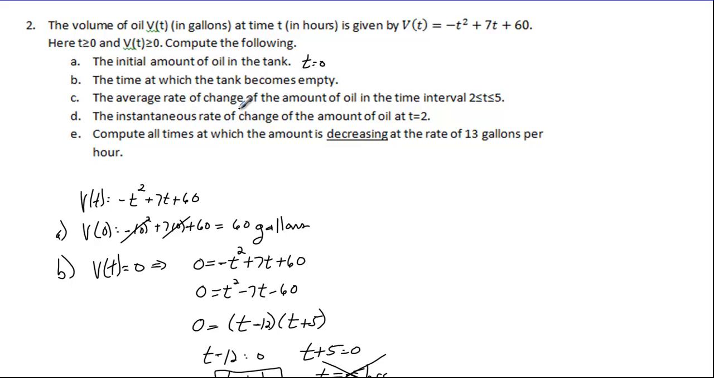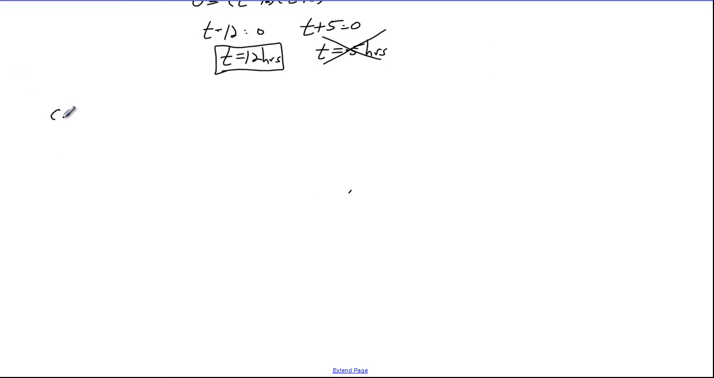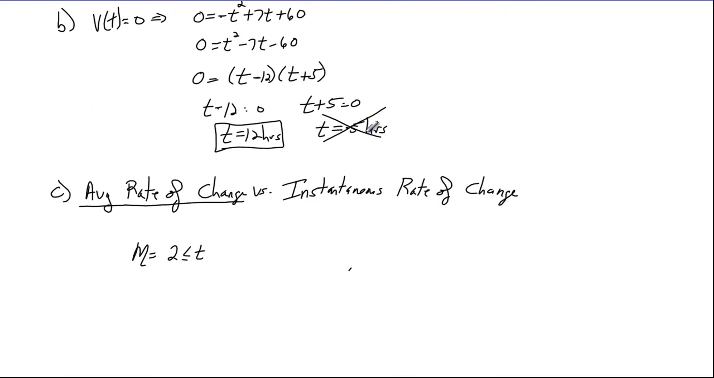So now we want to find the average rate of change of the amount of oil between the interval of 2 to 5 seconds. So here we're looking for the average rate of change, going back to one of our first lectures. Average rate of change versus instantaneous rate of change. This is what we're looking for in this. All this is going to be the slope between the 2 points. It's going to be the average value between the 2 points. 2, which is less than or equal to t, which is less than or equal to 5.